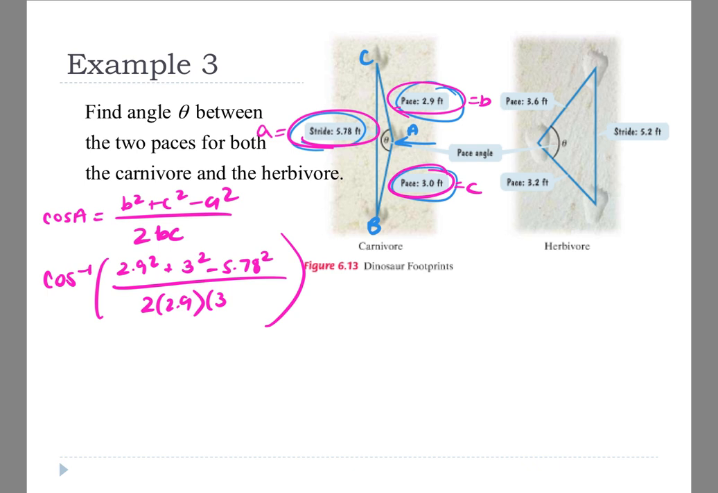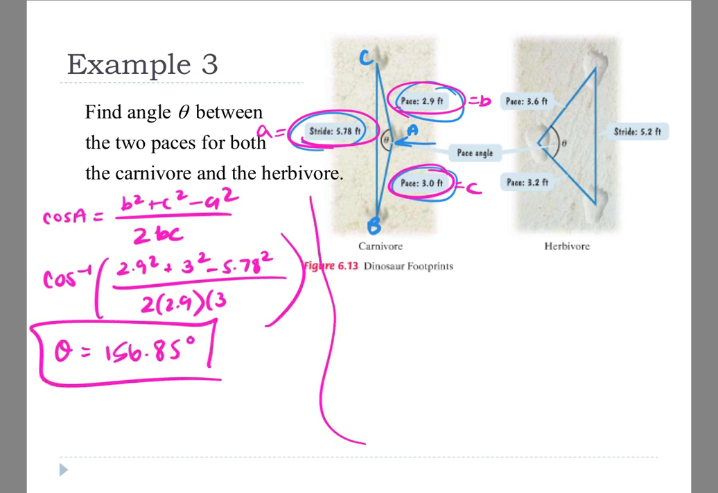So your angle there is 156.85 degrees. That's the angle of the carnivore.